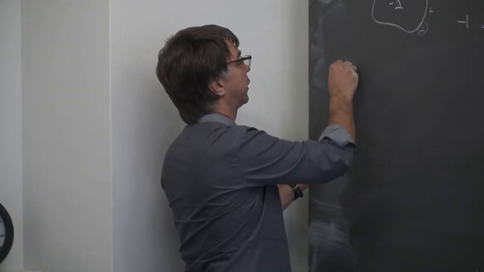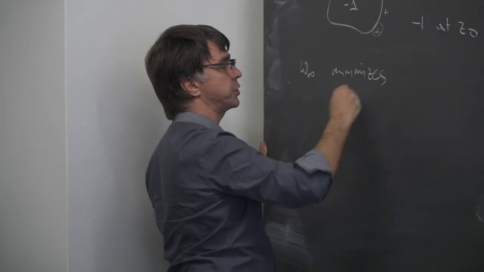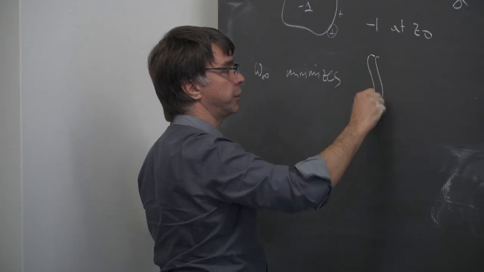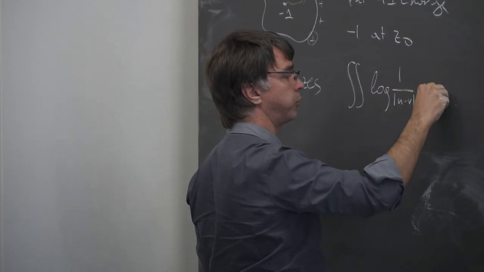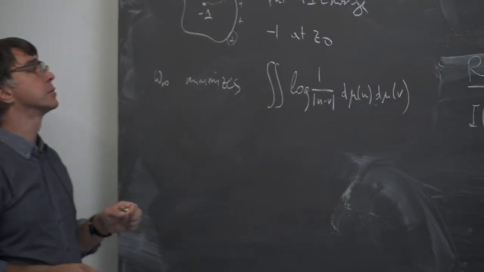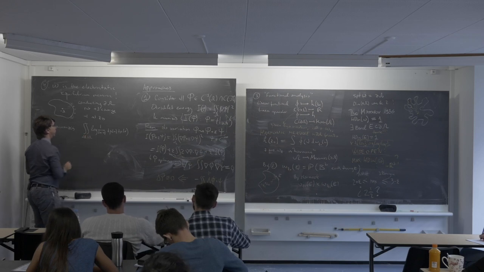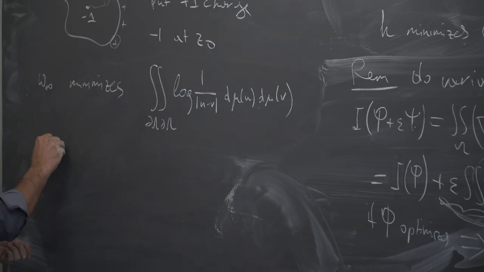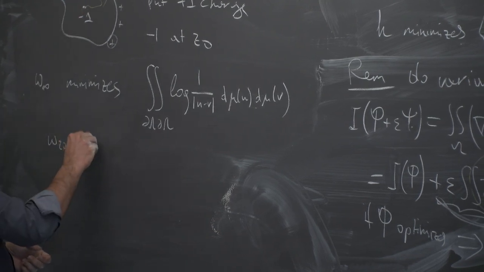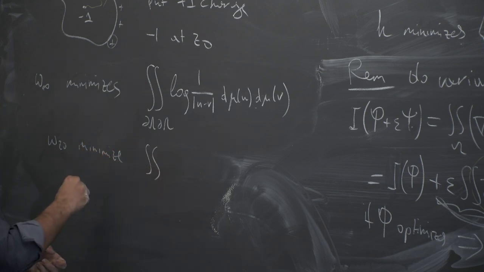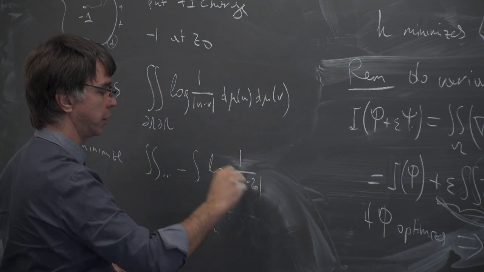So it's basically omega, let's say, omega from infinity, then it minimizes the energy, which among all measures is the double integral of logarithm 1 over |u minus v|, d mu of u, d mu of v. So this is if I just put plus charges here, on the boundary of omega. If I take omega z zero, I should also take into account that all these charges are attracted to minus one. So omega z zero will minimize the same integral, and then minus the integral of logarithm of 1 over |u minus z0| d mu of u.